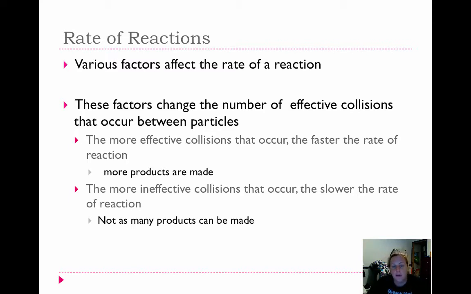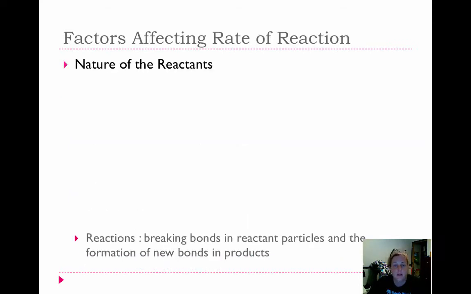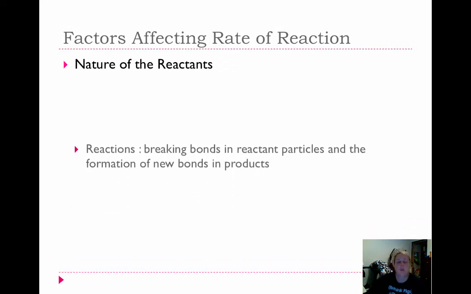The more effective collisions that occur, the faster the rate of the reaction. You make more products. The more ineffective collisions that occur, the slower the rate of reaction, and you will not make as many products. So, the nature of the reactants.